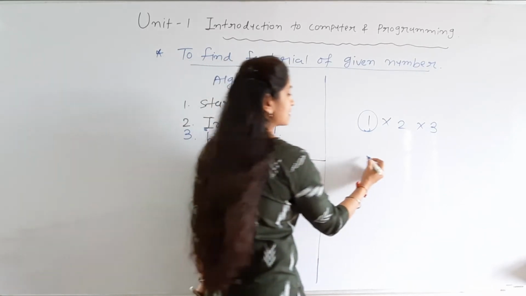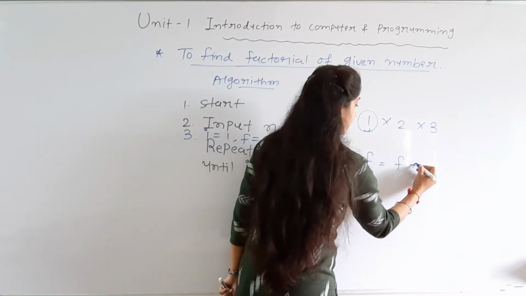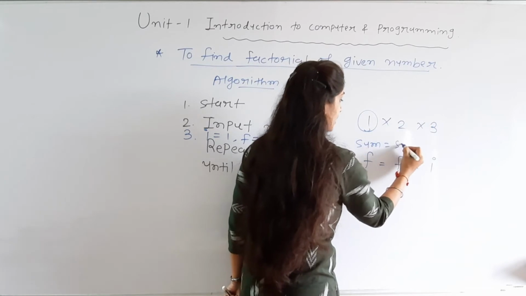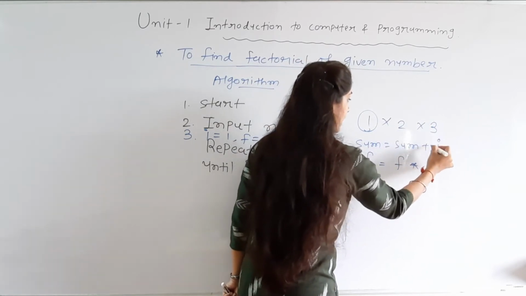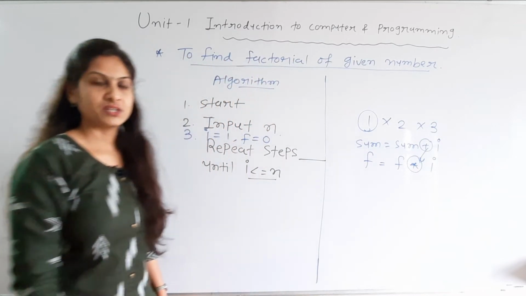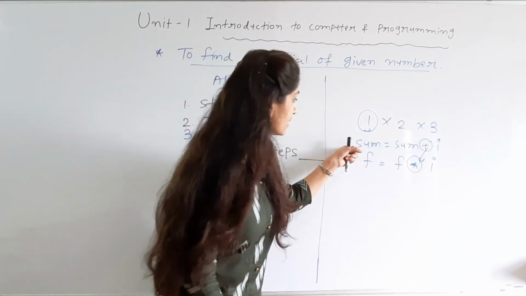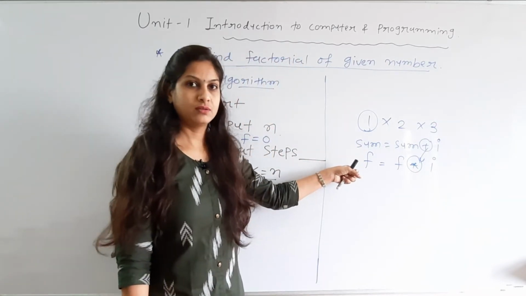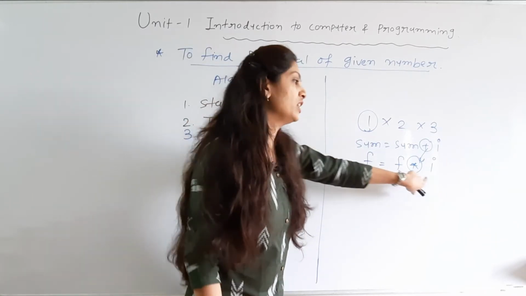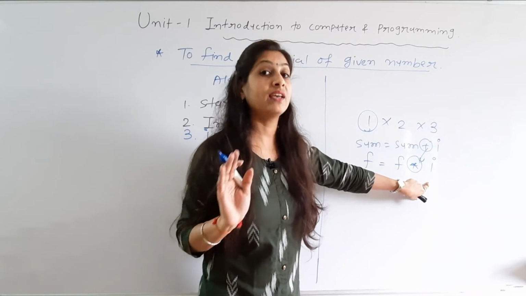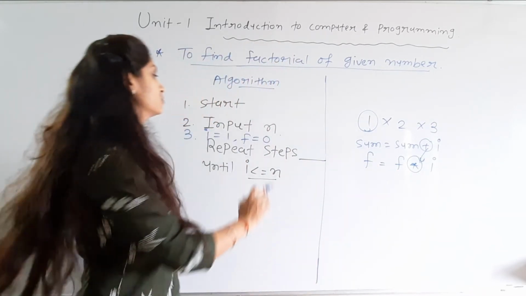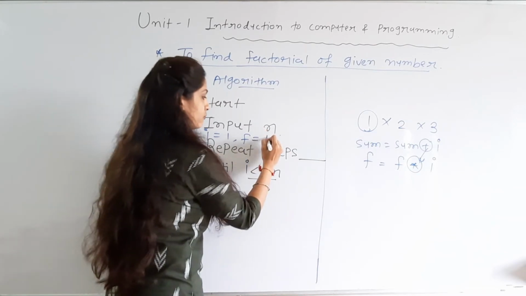The formula is like this: f equals f into I, because in a sum we write sum equals sum plus I, and instead of plus we have to put just multiplication. So here the sum is 0, but f is 0? No. Why? The multiplication sign is there. 0 into something, the answer is always 0. So now we have to change f equals not 0, but 1.